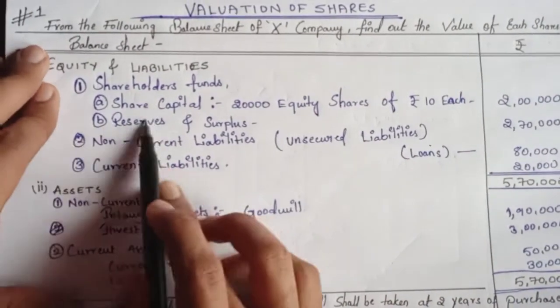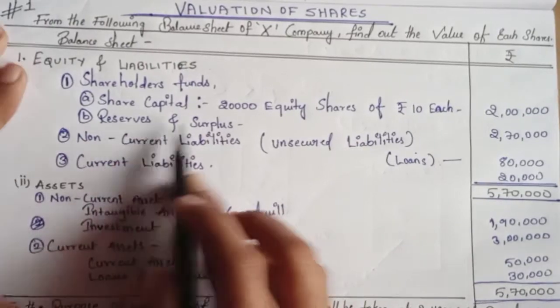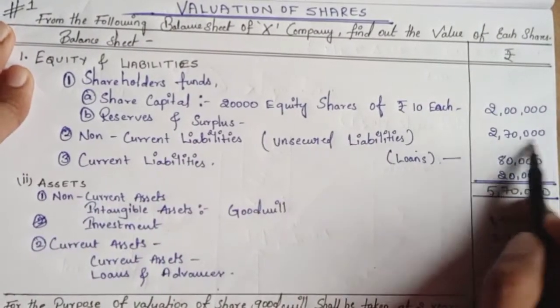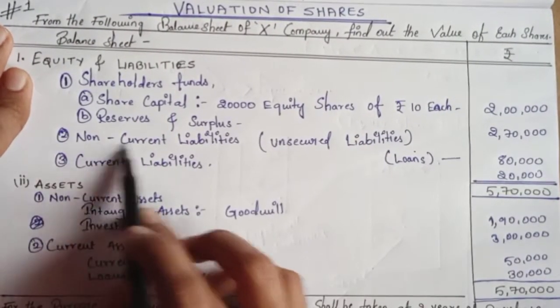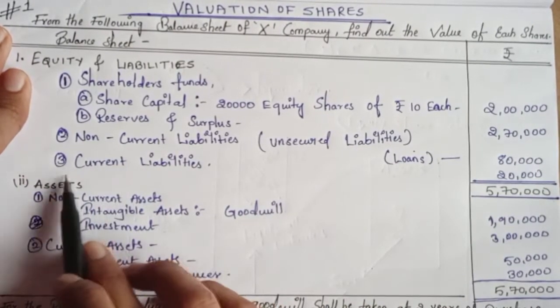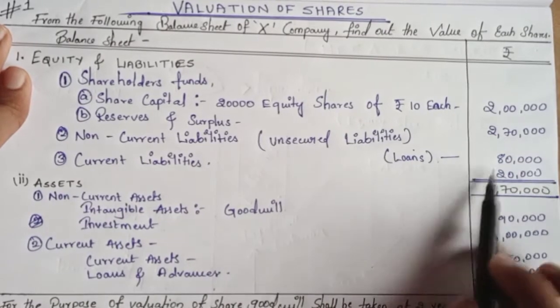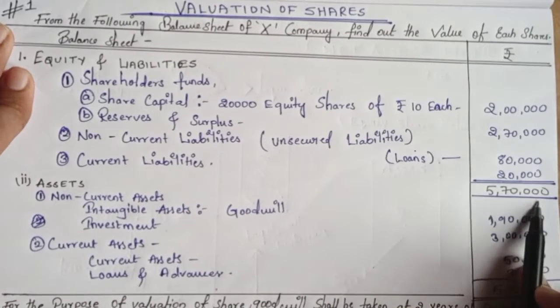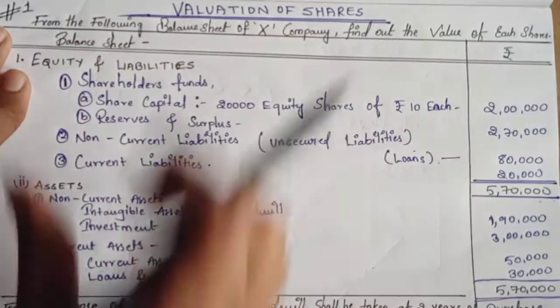So next is the reserves and surplus, that is 2,70,000, and the second one is the non-current liabilities, that is loan 80,000, and the third one, the current liabilities, is 20,000. Total is 5,70,000, that is equity and liabilities.